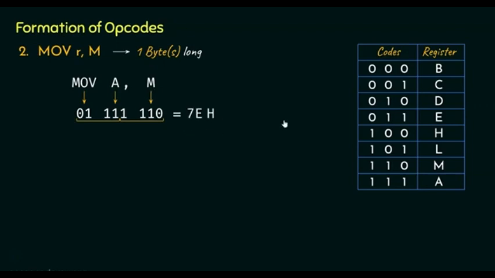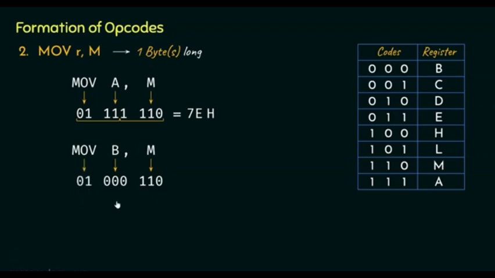I believe you are finding it very interesting. Let's try out another one, MOV B, M. For M, as we have seen, the code is 110, so we will have that. Now what is the code for B? Find it out from the register code. It is 000. So let's have that as well. Now we are again using MOV, so it is 01.